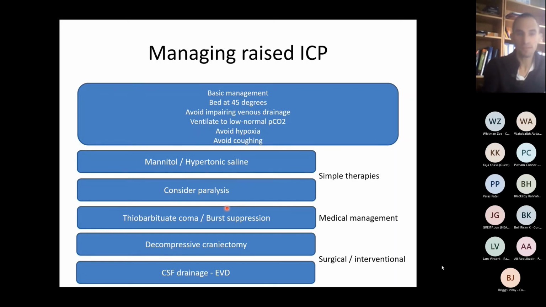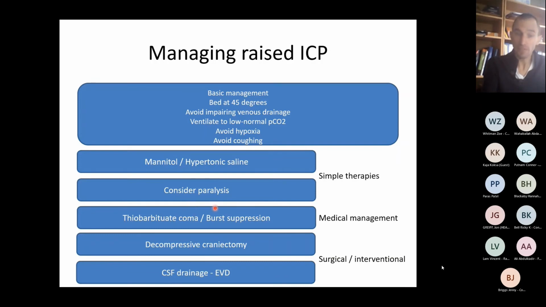ICP. So some of these interventions are taken from Nottingham's guidance. So the basic things we've talked about: having the bed angled upwards, avoid impairing venous drainage, ventilate to normal CO2, avoiding hypoxia, avoiding coughing. If you still get raised intracranial pressure despite that, you give mannitol or hypertonic saline. You can paralyze the patient so they're not coughing or straining against the tube. And then there's other things that we can do.